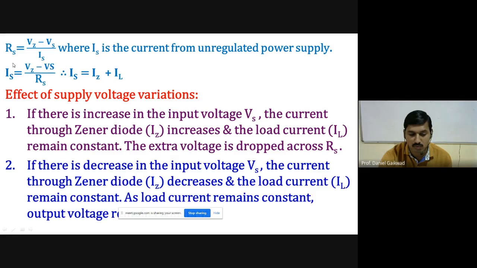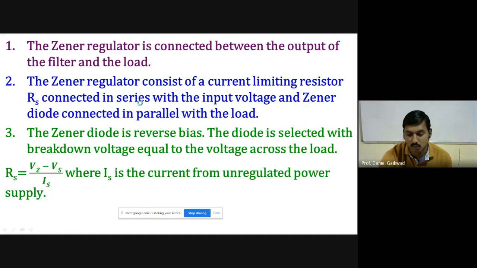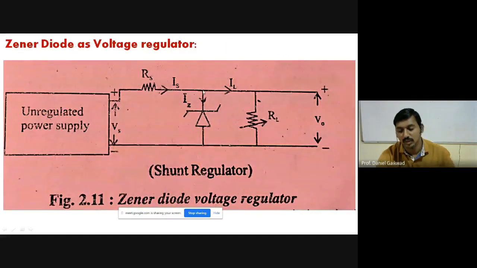Just check, this formula is not important. Here we have the important formula for current. So check the formula for current: Is is equal to Iz plus IL. Check carefully once again, this is called Kirchhoff's current law.